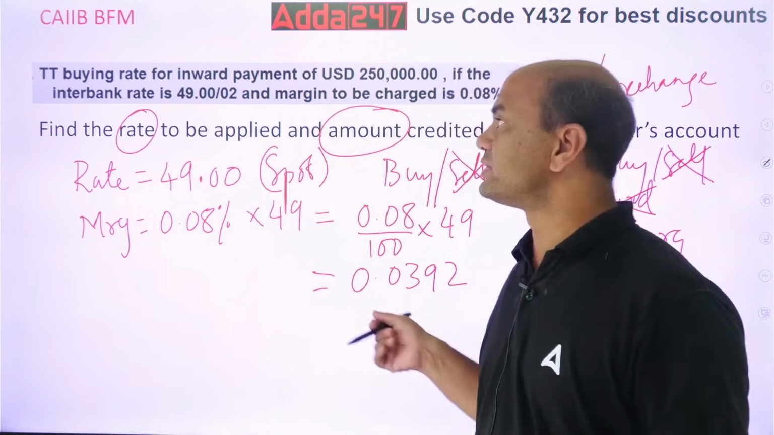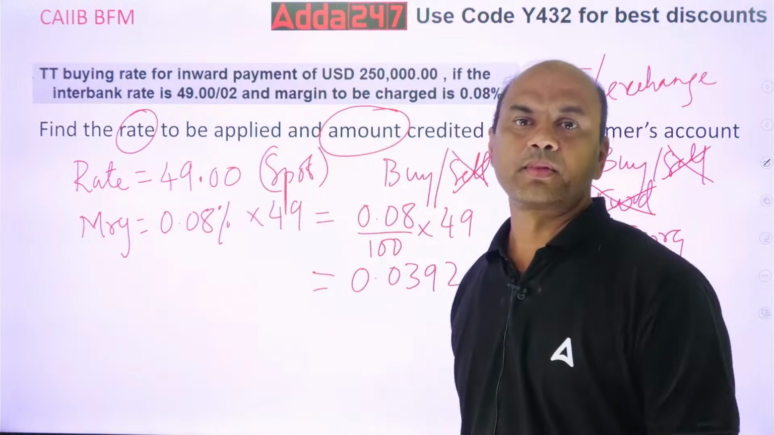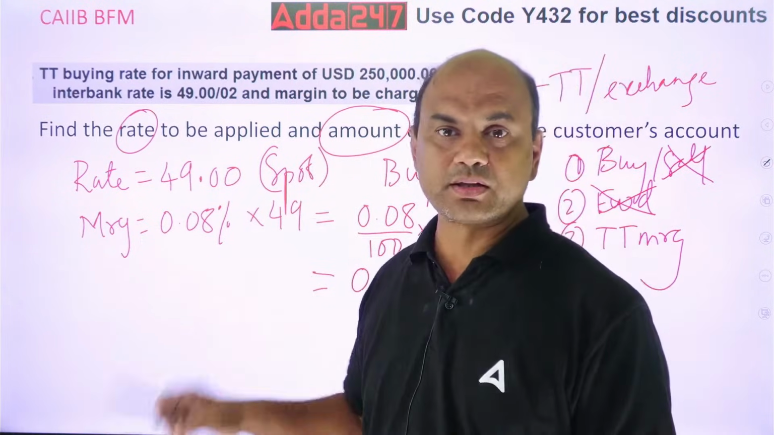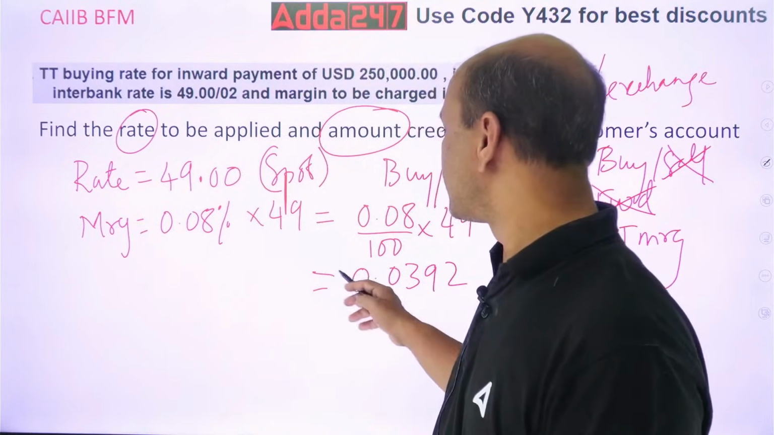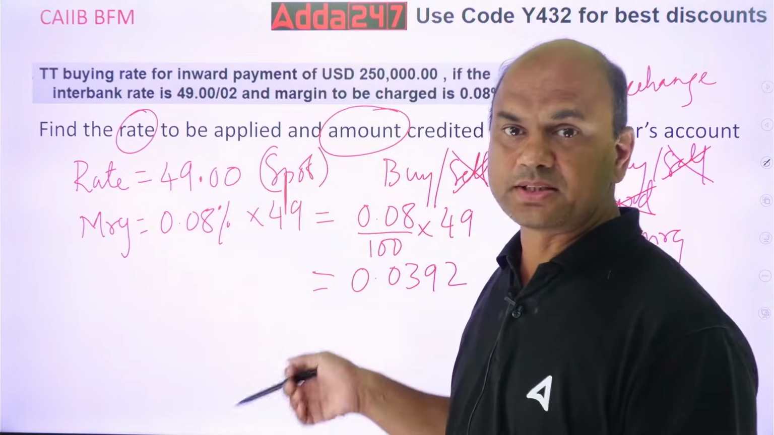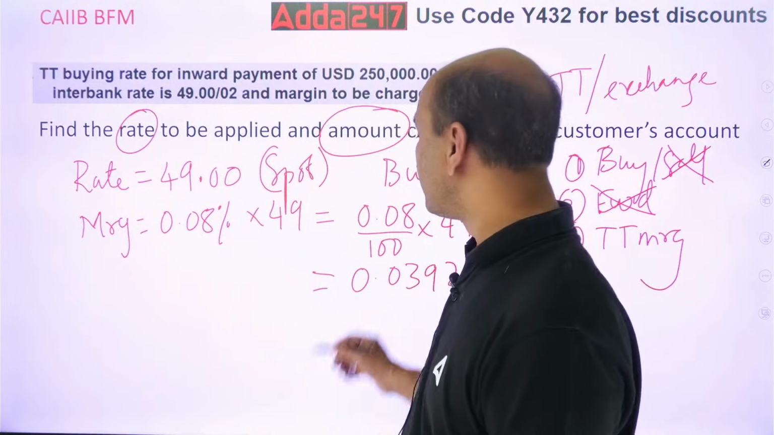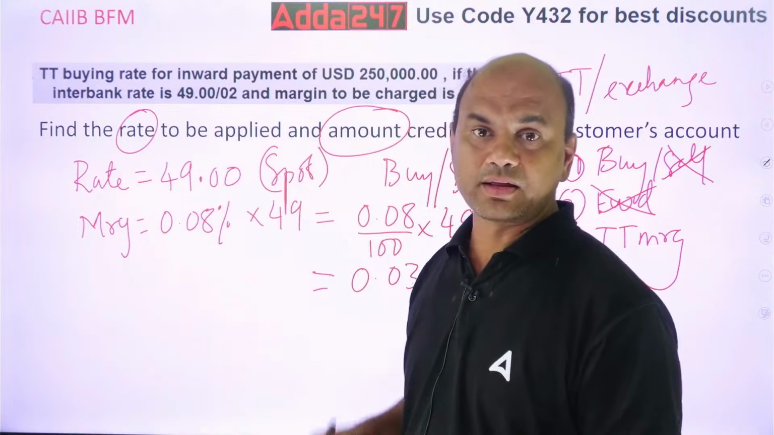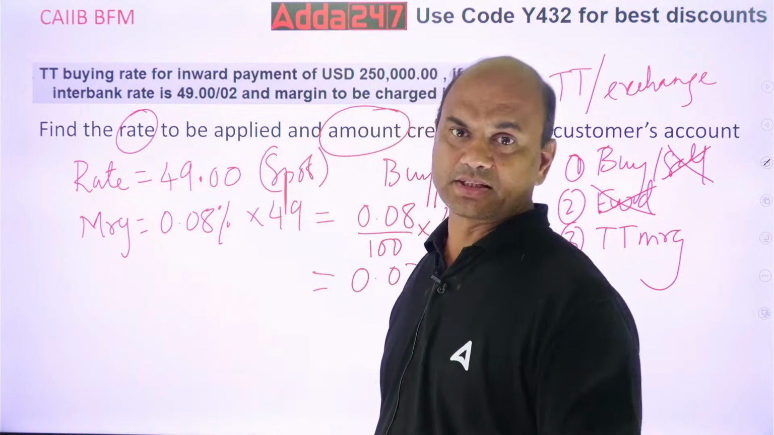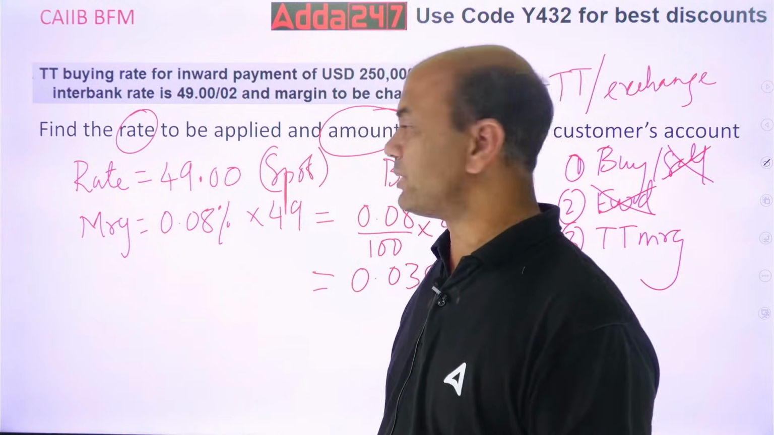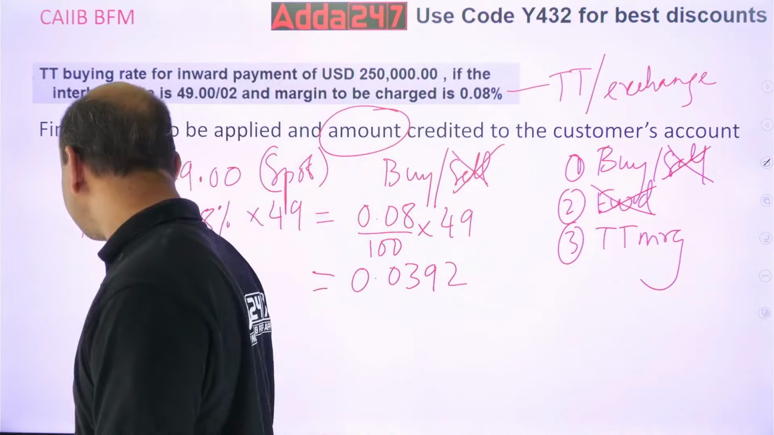Now what do I do with this margin? Are all of you getting the same answer, 0.0392? Then it's okay. So margin is 0.0392. Type yes in the comment section if you are getting it. Everyone, type yes. So now what will I do with this margin? Will I subtract or add? What am I doing? I am doing buy. Buy means margin is subtracted.